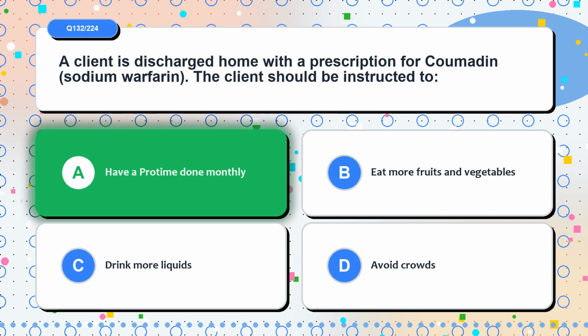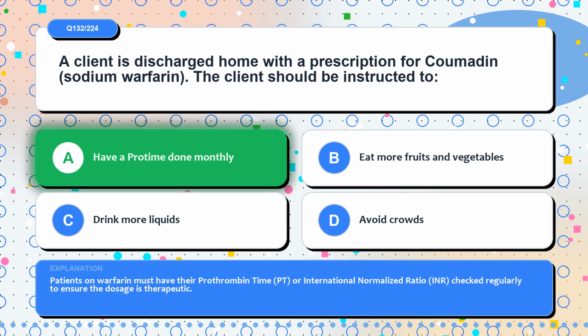The correct answer is option A. Have a protime done monthly. Patients on warfarin must have their prothrombin time, PT, or international normalized ratio, INR, checked regularly to ensure the dosage is therapeutic.